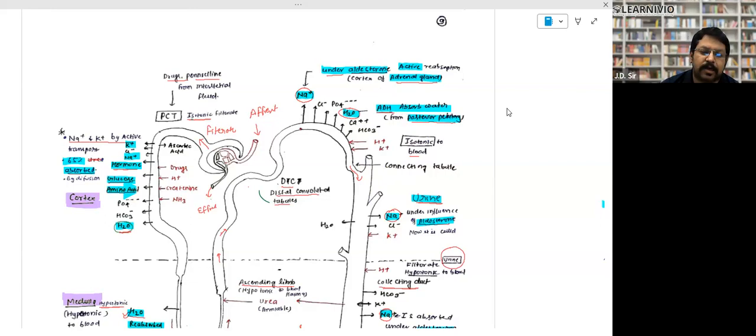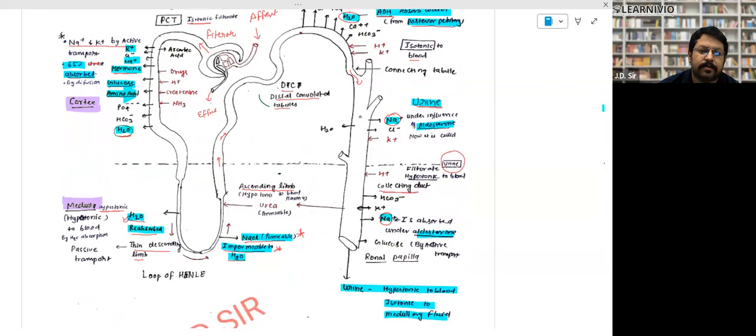When it comes to the collecting duct, sodium will be absorbed again under the influence of aldosterone. This is important. Now from here onward, you can call this filtrate urine, right? Then sodium will be absorbed, and it is absorbed under the influence of aldosterone, right?